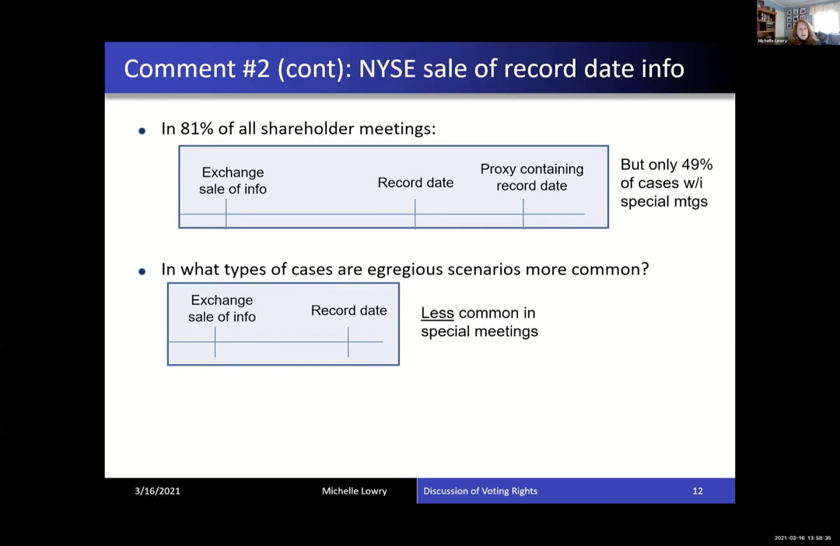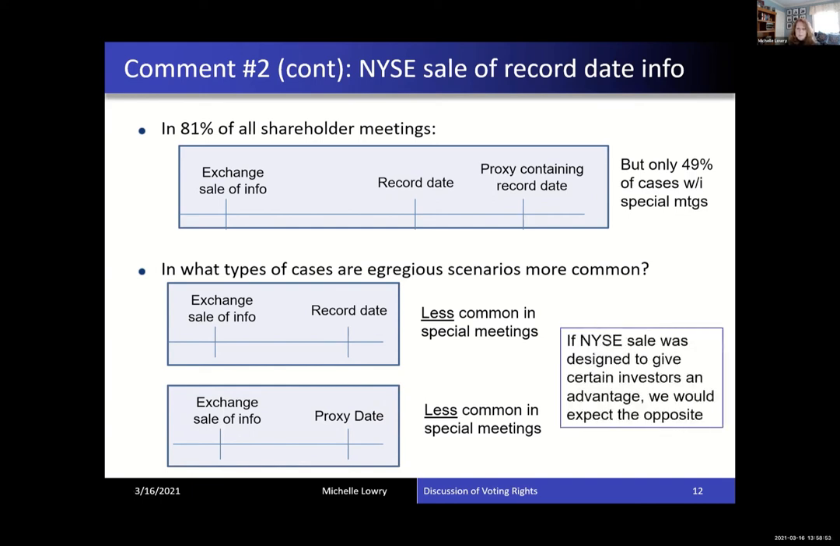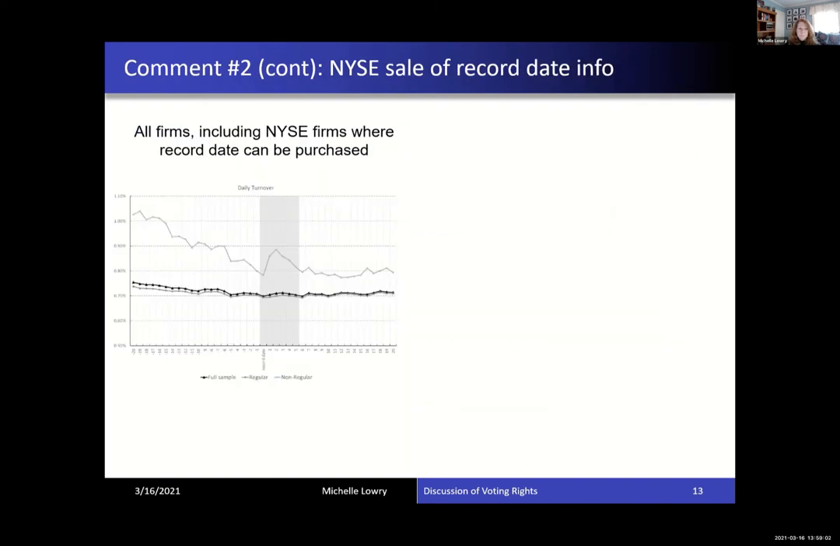If we think about what types of cases these most egregious scenarios are more common in: an egregious scenario would be the exchange sale of information preceding the record date, and we see that's less common in special meetings. Exchange sale of information precedes the proxy date, again, less common in special meetings. I would argue if the NYSE sale was really designed to give certain investors an advantage, we would expect the opposite here.